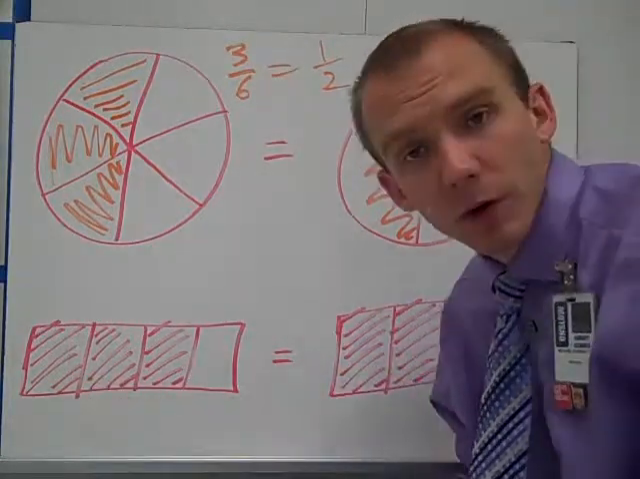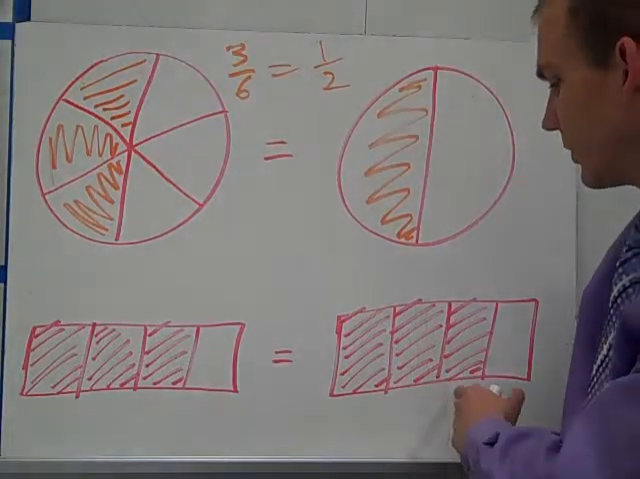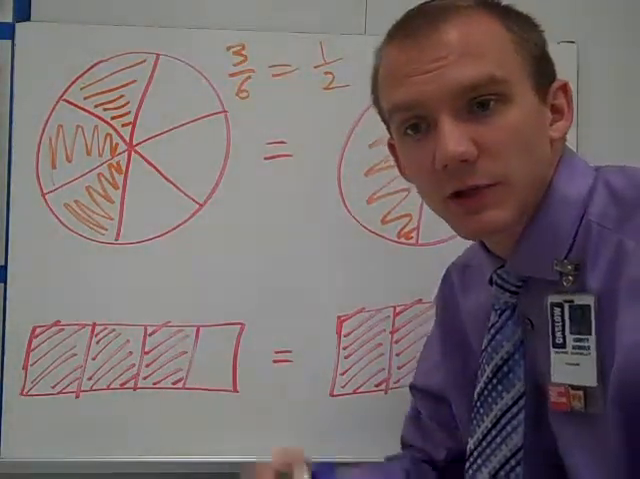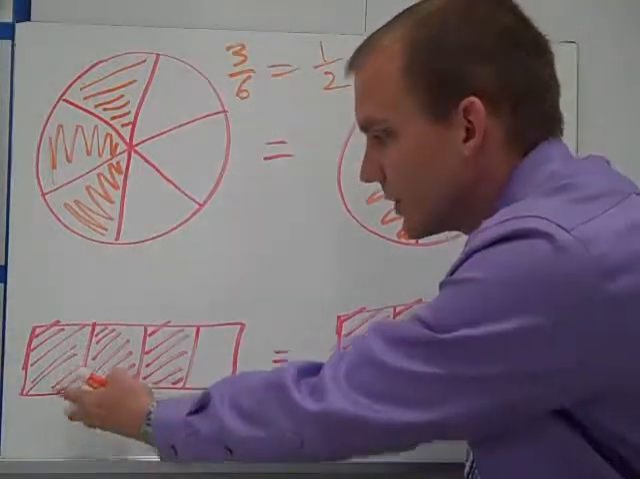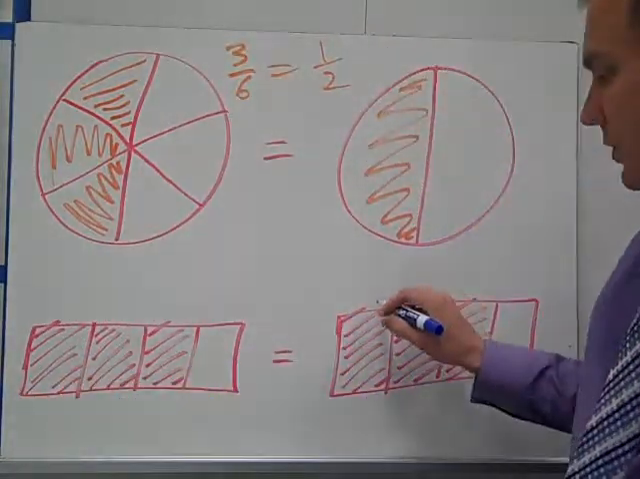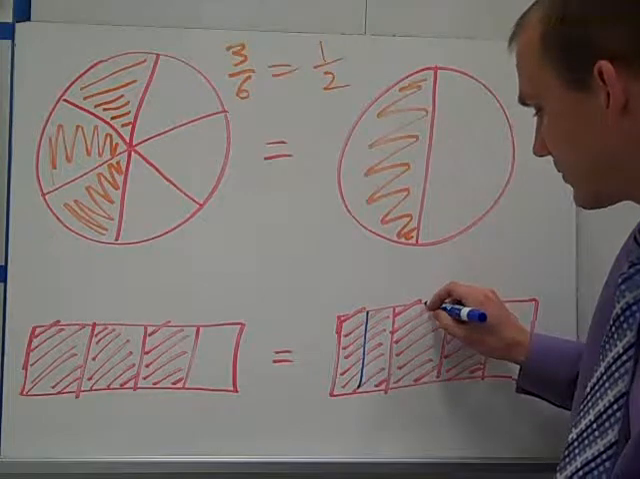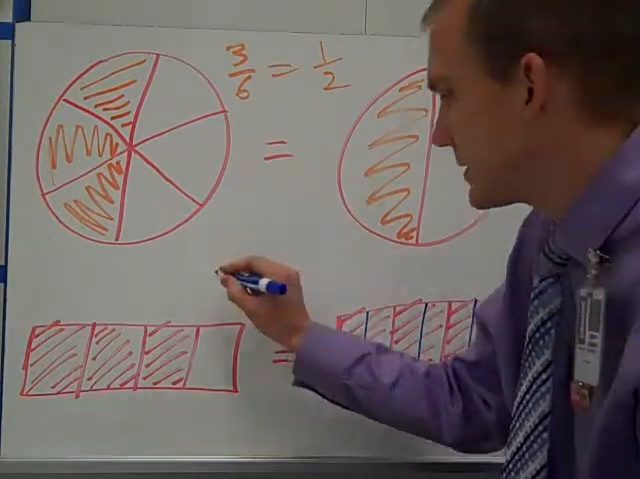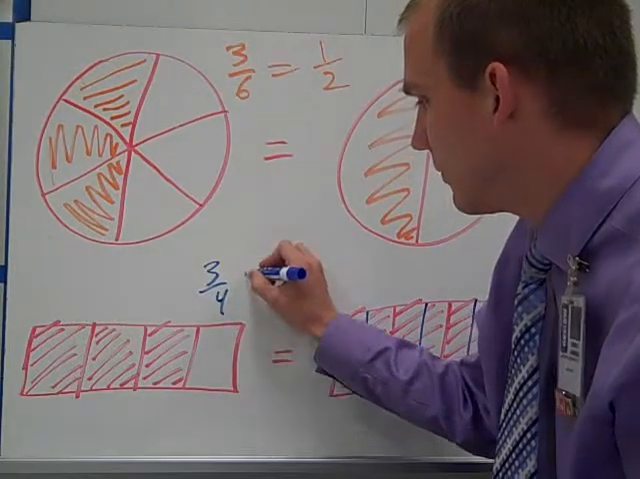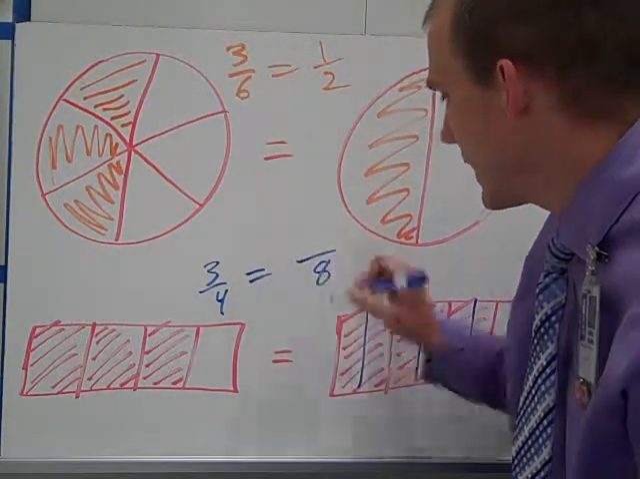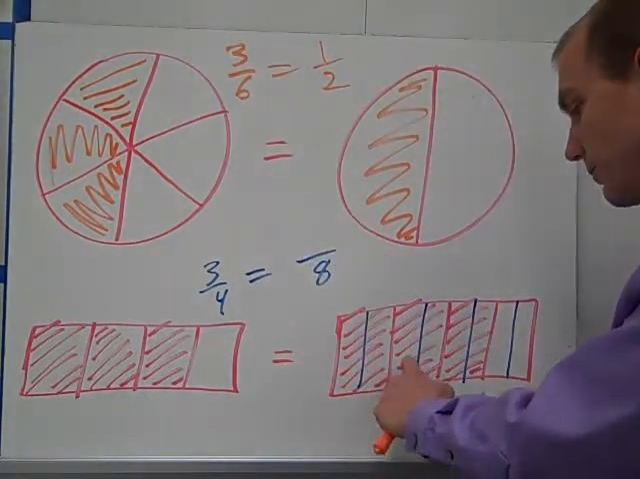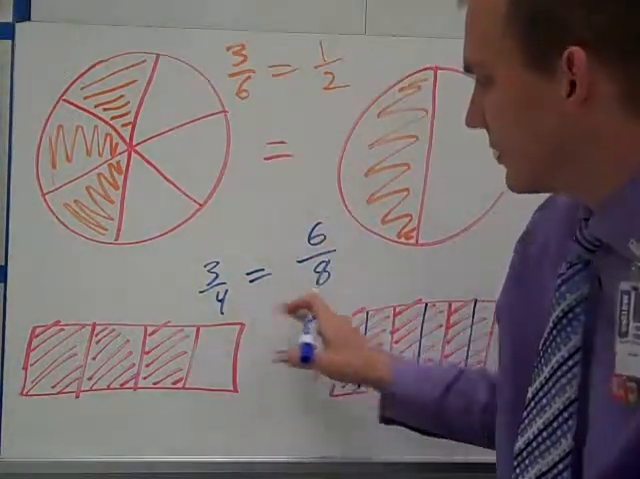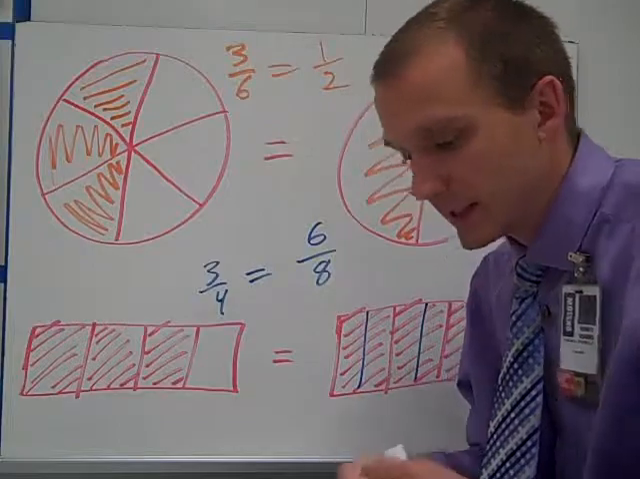Now I have 3/4. A quick way to find an equivalent fraction is you can oftentimes just split your fraction in half, especially when it's fourths. So 3/4 could equal, if I just draw these lines right down the middle, now I have eighths. Well, how many eighths? 3/4 equals eighths. 1, 2, 3, 4, 5, 6. 6 eighths. So 3/4 equals 6 eighths.